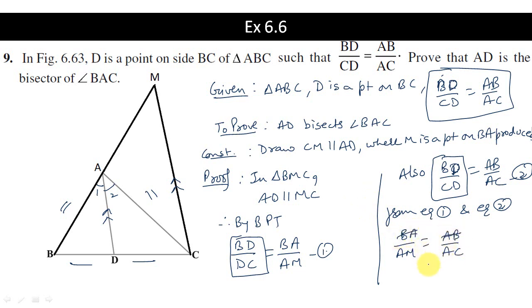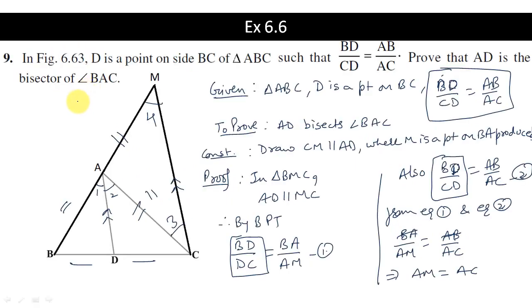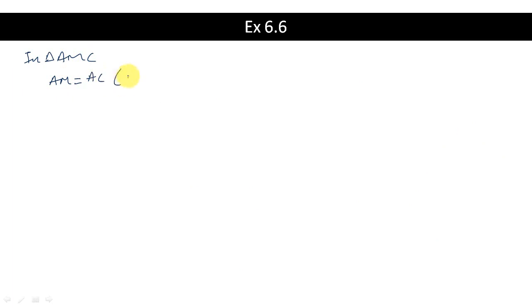This BA and AB will get cancelled out. So you will get AM is equal to AC, by cross multiplying or taking the reciprocal, whichever way you choose. That is, this side AM is equal to this side AC. Mark this as angle number 4 and this as angle number 3. So in triangle AMC we have two sides equal, AM is equal to AC. This we have proved above.